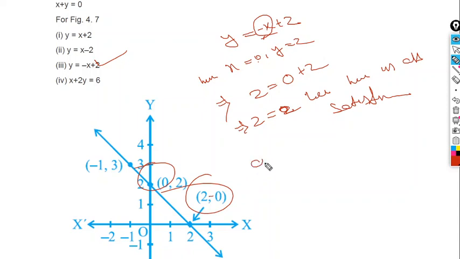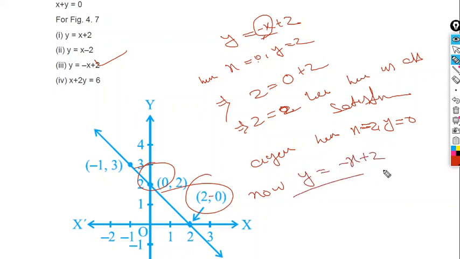Now move to the third point, 2, 0. Here x equal to 2, y equal to 0. Now y equal to minus x plus 2, this was the equation, implies in place of y you put 0, 0 equal to, x value is 2, so minus 2 plus 2 implies 0 equal to 0.